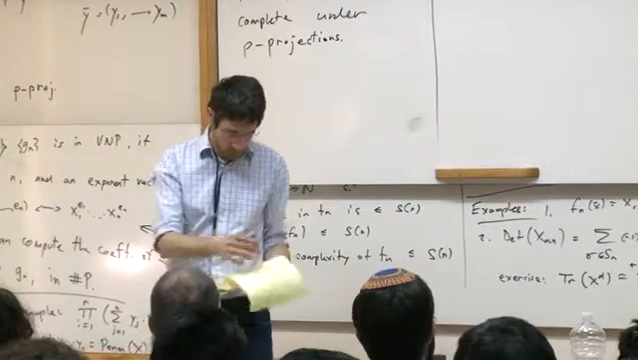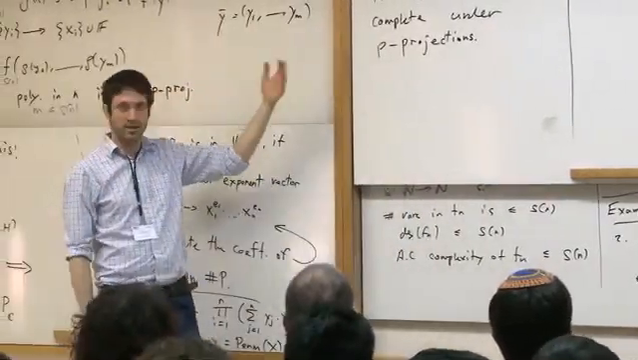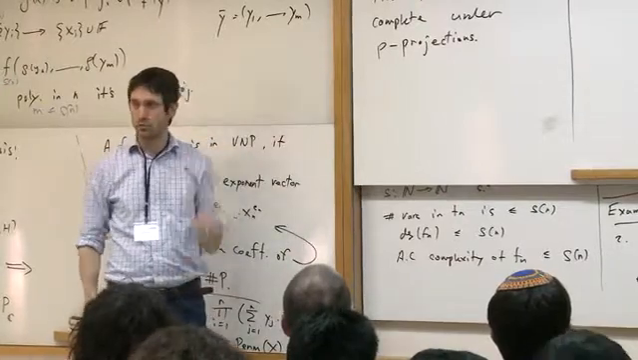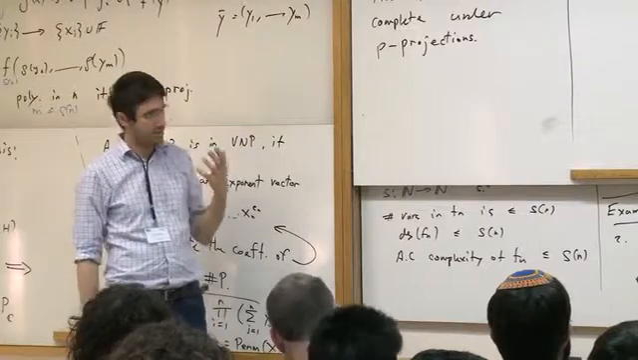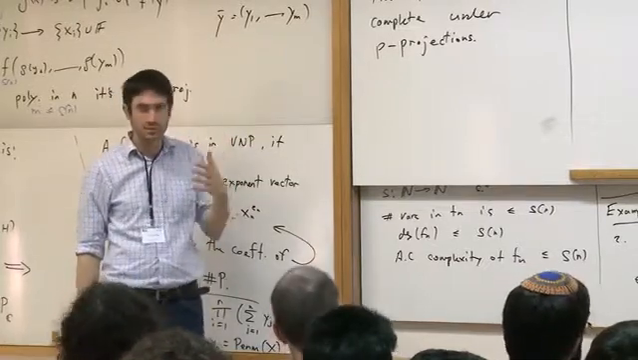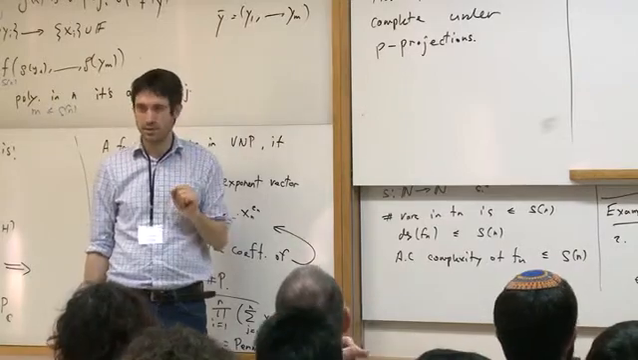Great. So we've seen, I claimed that the permanent is VNP-complete. I'm not going to show it. But now, let me show that the determinant is also complete. Not exactly for VP, but something slightly different.